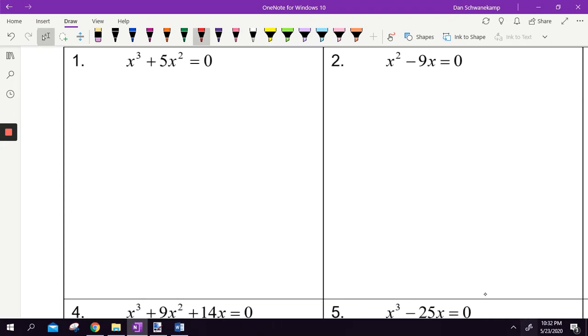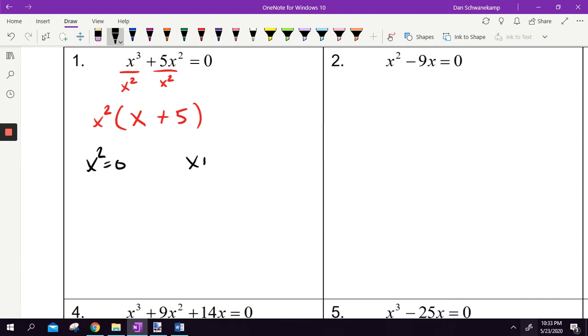Here we go. x cubed plus 5x squared. What do they both have in common? Both of them have an x in them. In fact, both of them have an x squared. So I'm going to divide both things by x squared. That means I'm going to factor an x squared out in front. If I took x cubed divided by x squared, I'd have x. 5x squared divided by x squared, the two x squareds would cancel, leaving me just 5. We factored. Once we've factored, we're going to take each one and set it equal to 0. x equals 0, x equals negative 5. Boom. Done. Those are my two answers.